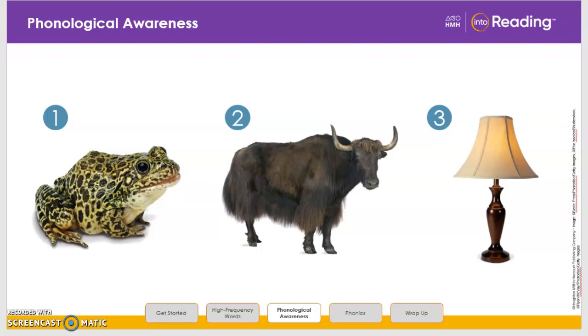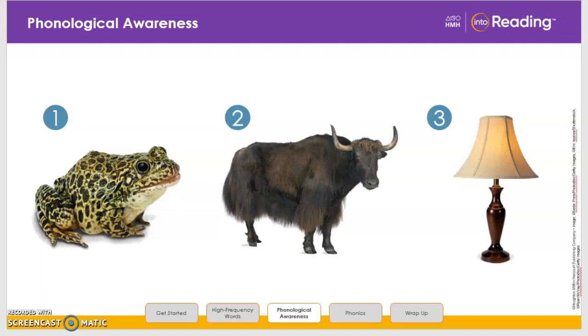You try it. Picture 2 is a yak. What sounds do you hear in yak? That's right. Let's count those sounds by holding up our fingers. Yak. How many sounds are in yak? 3.